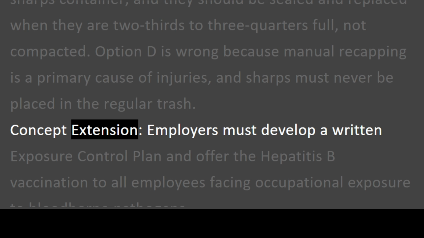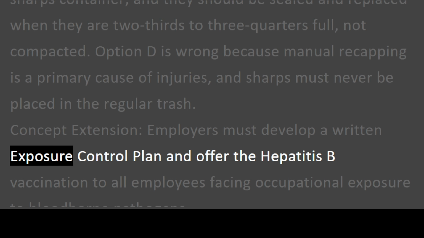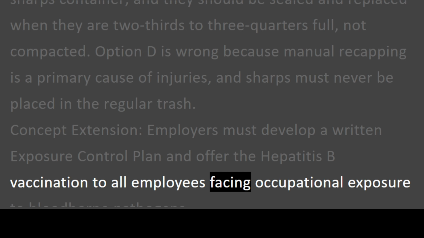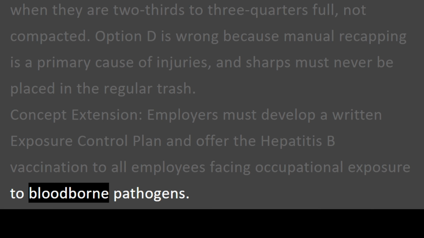Concept extension. Employers must develop a written exposure control plan and offer the hepatitis B vaccination to all employees facing occupational exposure to bloodborne pathogens.